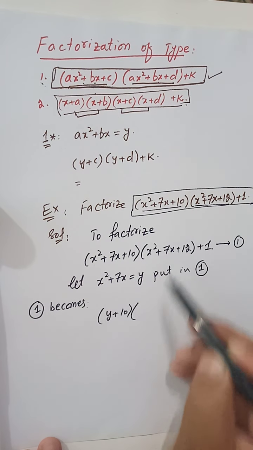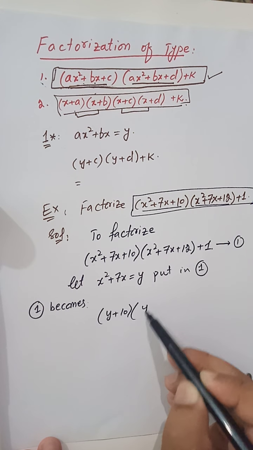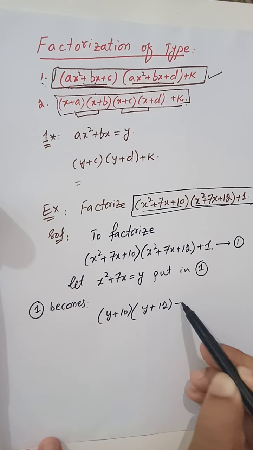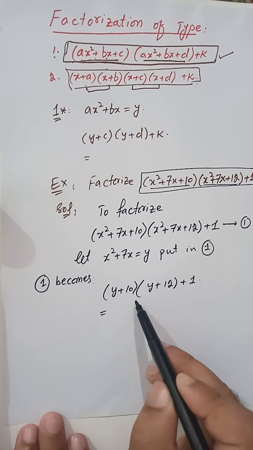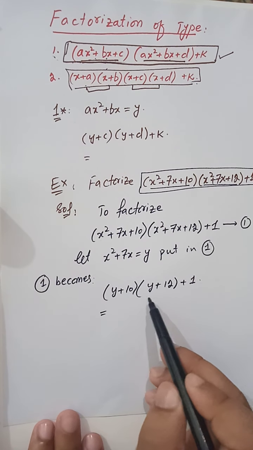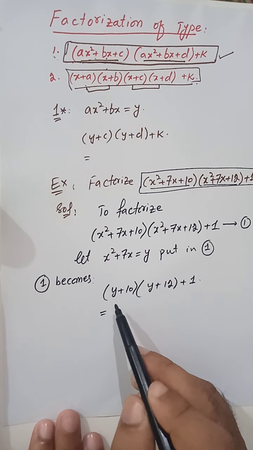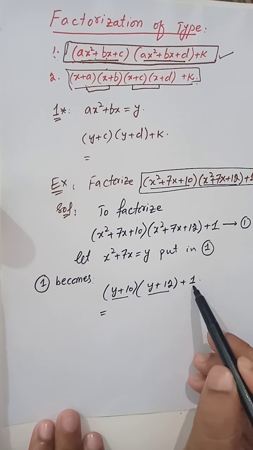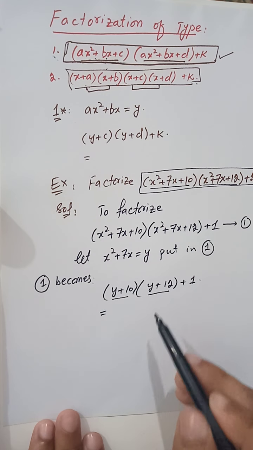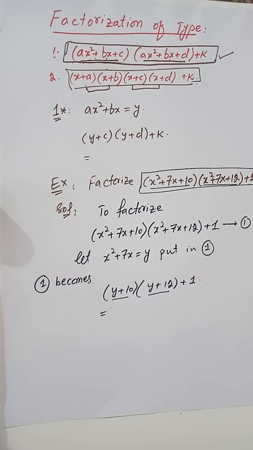Then in place of x square plus 7x I will write y plus 12 plus 1. Now you need to factorize this expression in which the variable is y. We first multiply this linear factor with this linear factor and then add 1 with that. So you will get the algebraic quadratic expression.